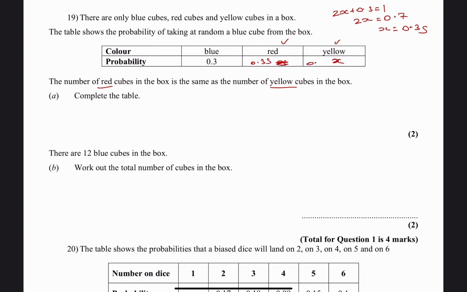Right, fill it in. There are 12 blue. So you want to work out the total number of counters. So 12 divided by how many blue? The probability of blue is 0.3. That will give you the total. Divided by 0.3, that gives you 40 total number of counters.